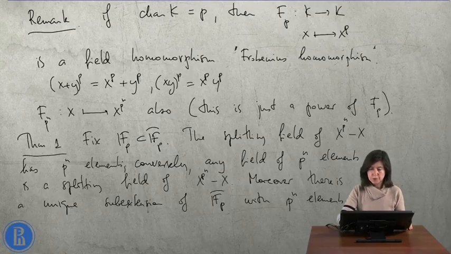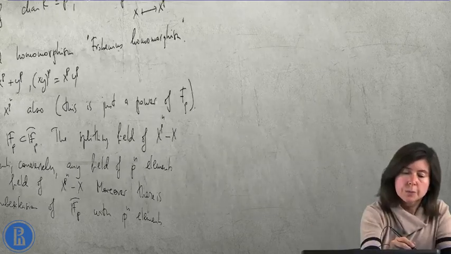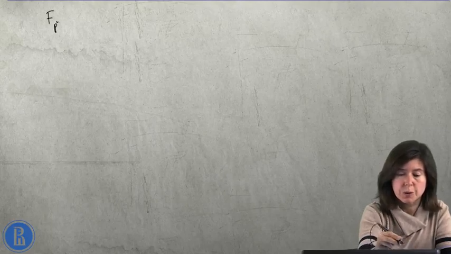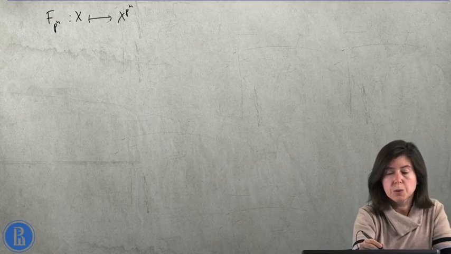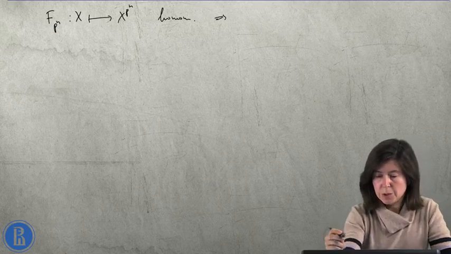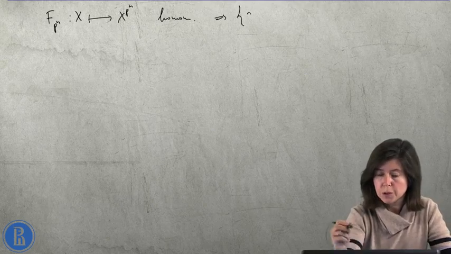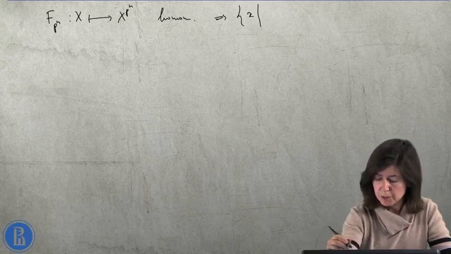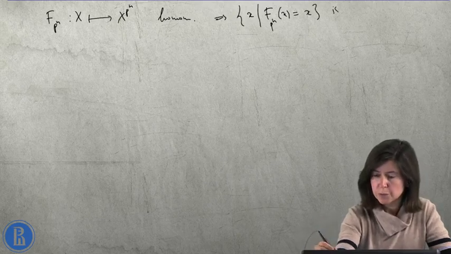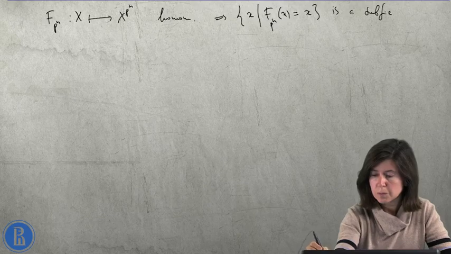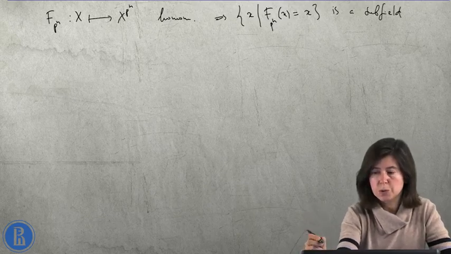Let me now prove this Theorem 1. Recall that we have seen that the map f_{p^n}, which takes x to the power p^n, is a homomorphism. Then it follows easily that the set of x such that f_{p^n}(x) is equal to x is a subfield. And it contains, of course, F_p.